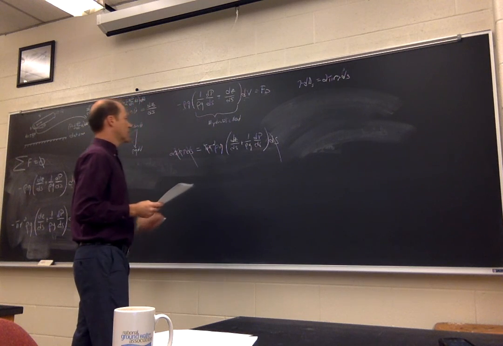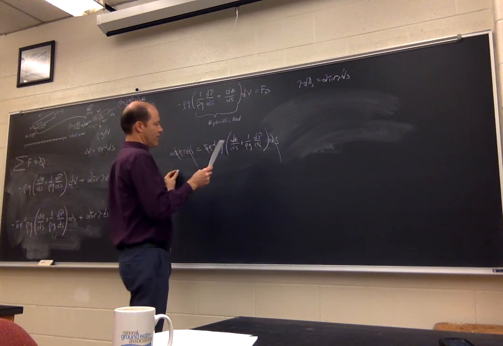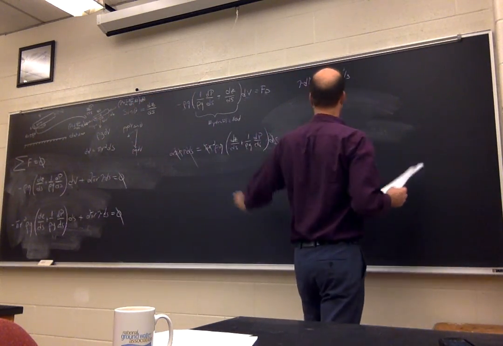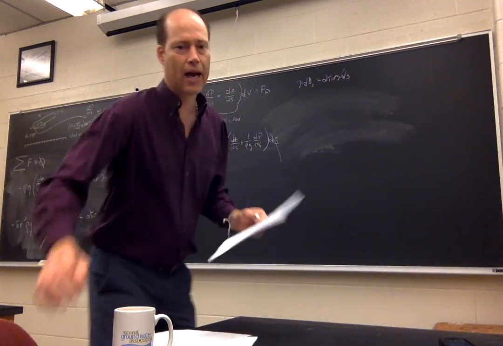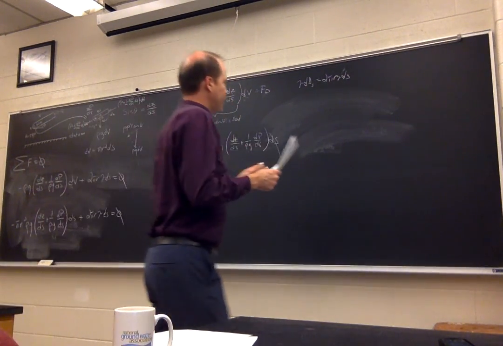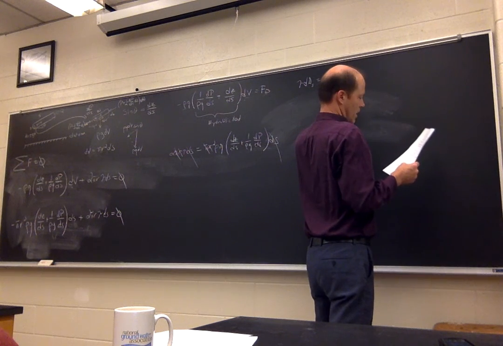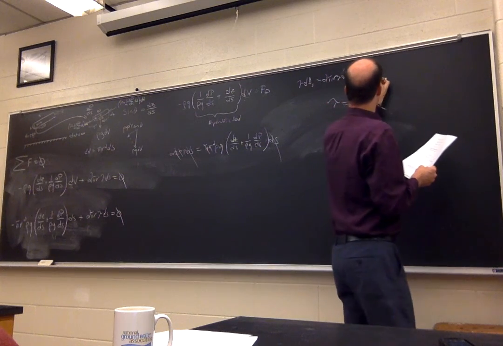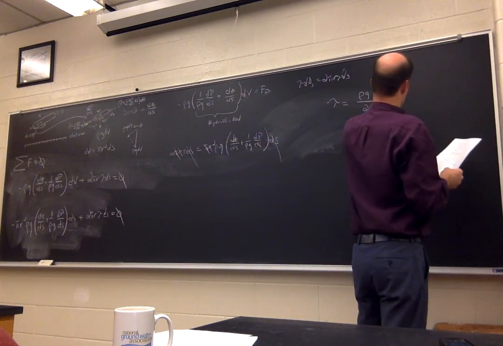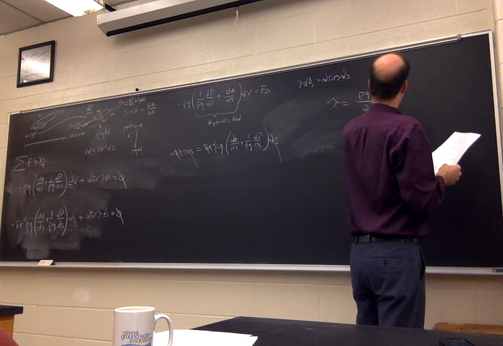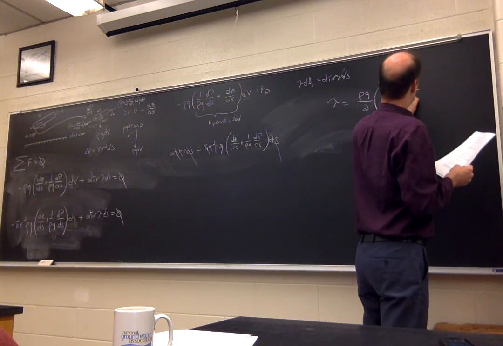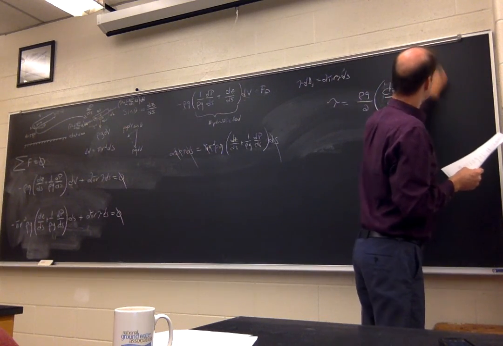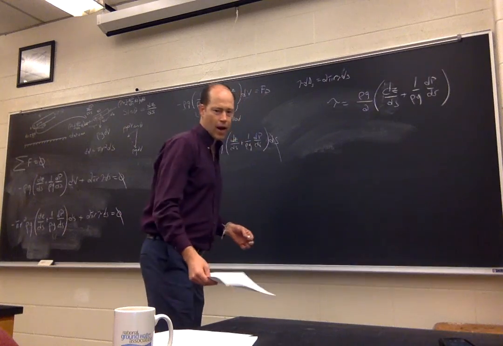Pi cancels, so that our shear stress, I'll write it over here so we can go back and erase these again, we can define as tau equals rho g r over 2 times our hydraulic head, dz/ds plus 1 over rho g dp/ds. And so that is our shear stress.